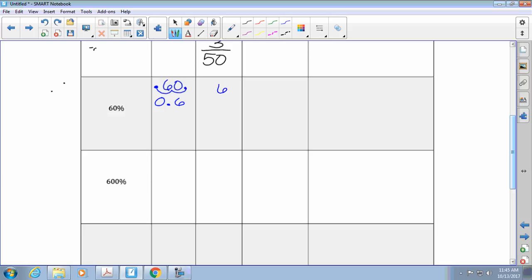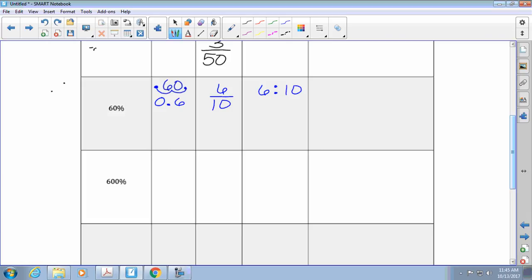6 tenths. Very good. All right. And as a ratio, we could write what? 6, and then we're going to use a colon to represent our ratio. So we would read it 6 to 10. But in math symbols, that's what it looks like.